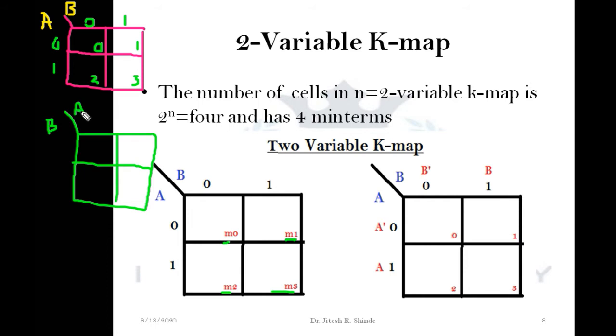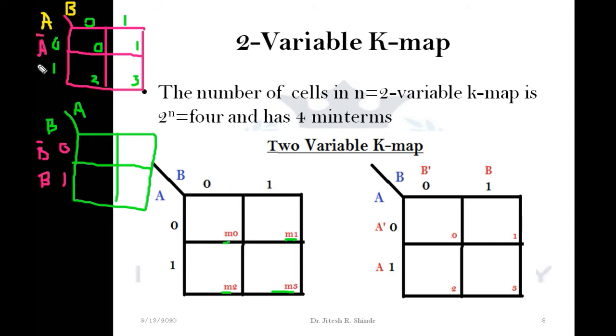I am now writing B on the vertical side and A on the horizontal side. For B, here will be 0 and this will be 1. So 0 means B bar and 1 means B. We are following positive logic here. Similarly, here A means A bar and here the term will be A.